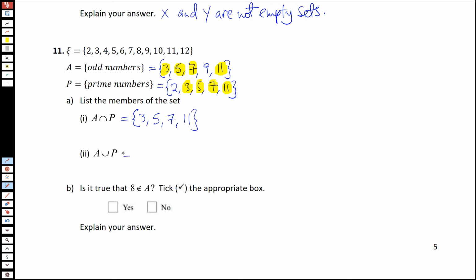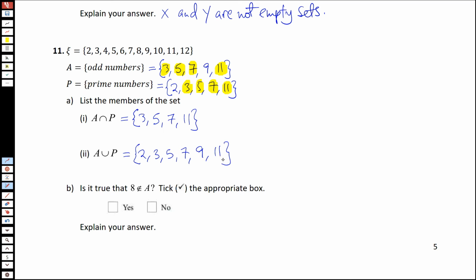And then A or P, the union, basically combining everything. So we have 2, we just list everything here. But of course, you don't repeat elements when you list them. 3, 5, 7, 9, and 11.